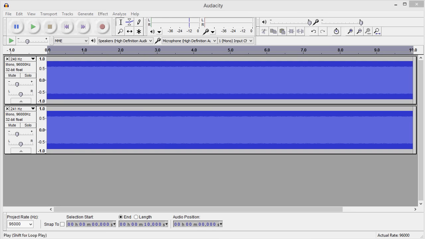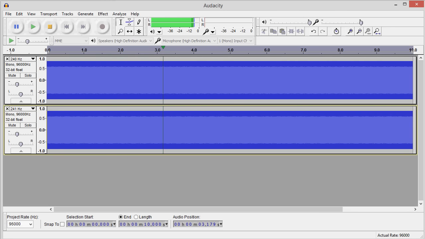Now I will play the two tones together. That time, there is a very pronounced change in volume. This is the beat frequency between the 240 and 241 Hz tone. Now that you've heard a beat frequency, let's take a look at why it happens.